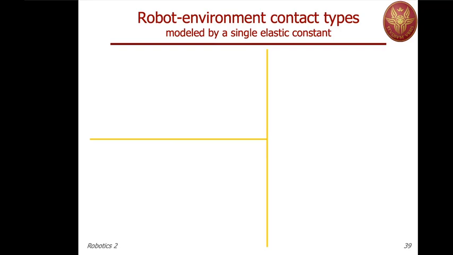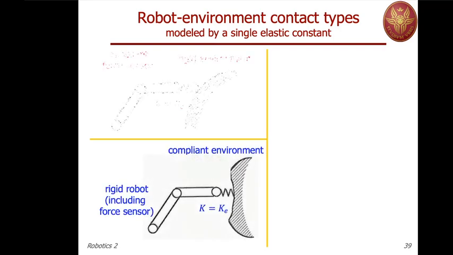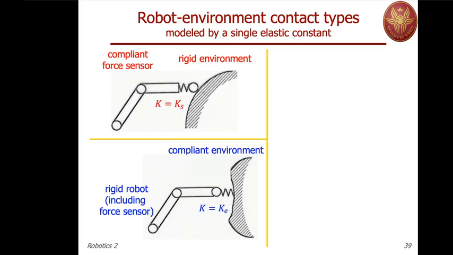Indeed, there could be also a complementary situation. So suppose that the environment is quite stiff. So we assume that it is fully rigid. At this stage, if we have a force sensor mounted on the end effector of the robot, the compliance of the force sensor is the dominating one. So we can still model a contact with a rigid environment if the robot is carrying a force or torque sensor by assuming as the stiffness of the contact the stiffness of the sensor itself.